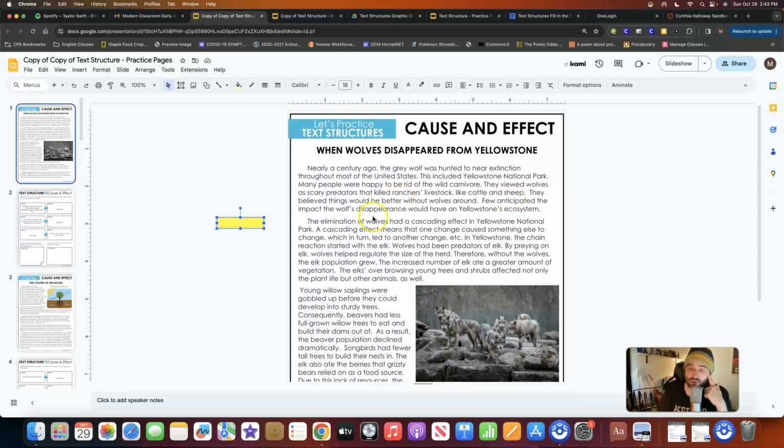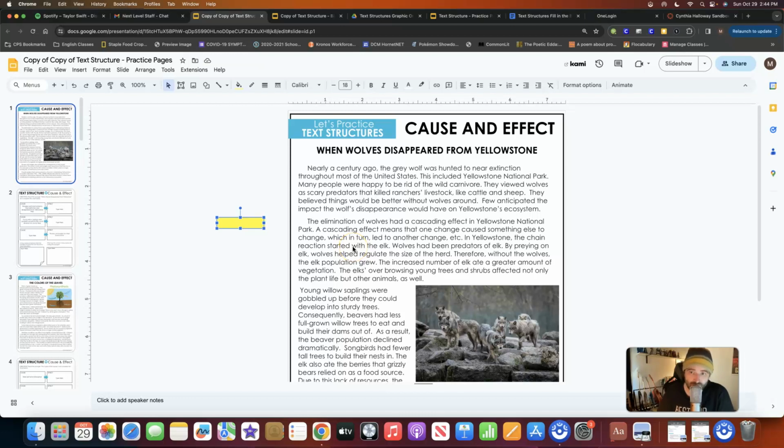They believed things would be better without wolves around. Few anticipated the impact the wolf's disappearance would have on Yellowstone's ecosystem. The elimination of wolves had a cascading effect in Yellowstone National Park. A cascading effect means that one change caused something else to change, which in turn led to another change.